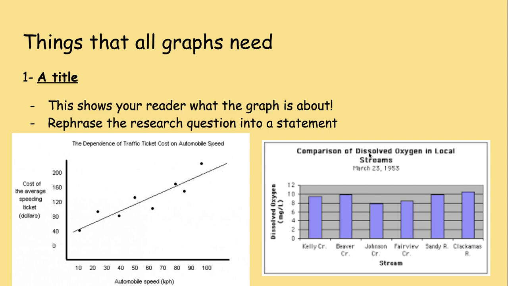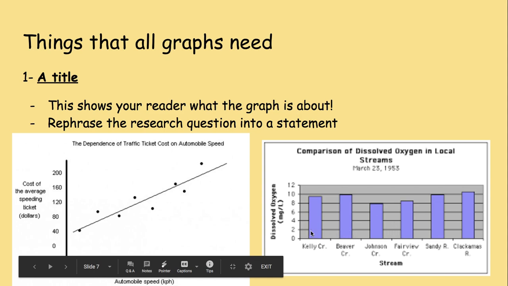Over here, comparison of dissolved oxygen in local streams. So each of these bars is a different stream. This one has the most oxygen. Looks like this one has the least.